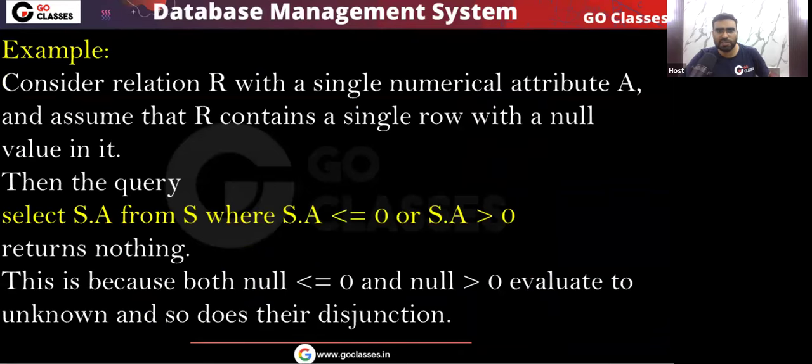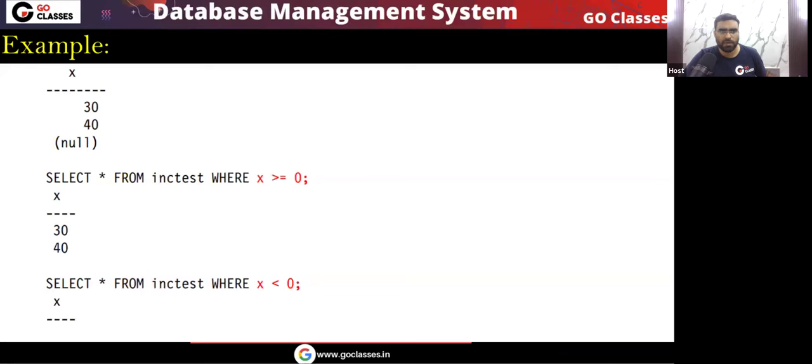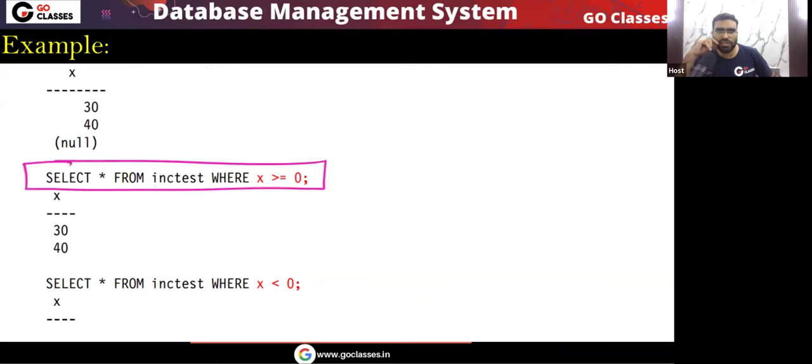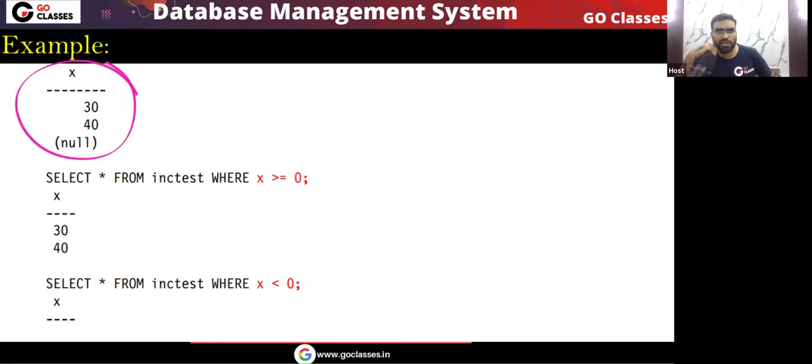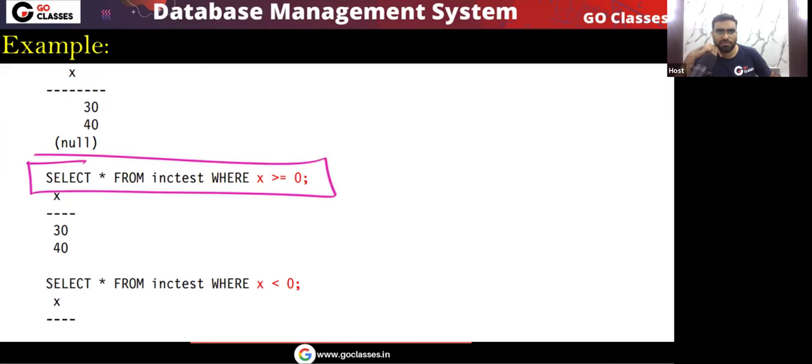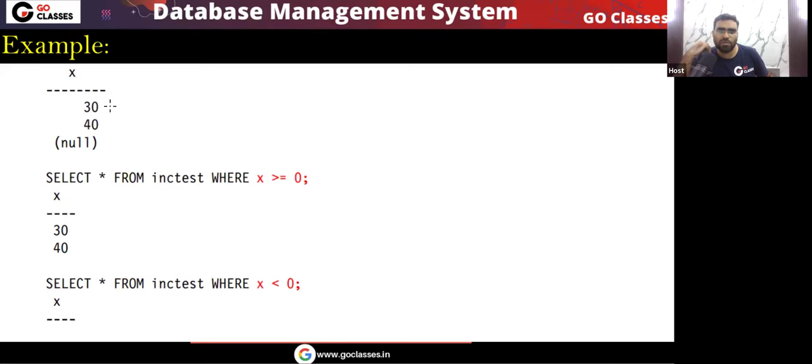You can read this. The same thing is written here. You can easily see this is your table X, meaning this is the attribute X. Now tell me how many tuples this query will give you. What is the result of this query? Where X is greater than 0. For this tuple, this condition will be true. For this tuple, this condition will be true. For this tuple, this condition will be unknown. So these two tuples will pass, and this will fail. You can see this will be the answer.